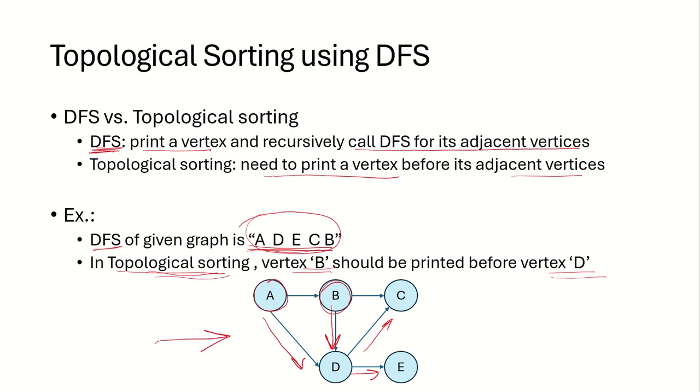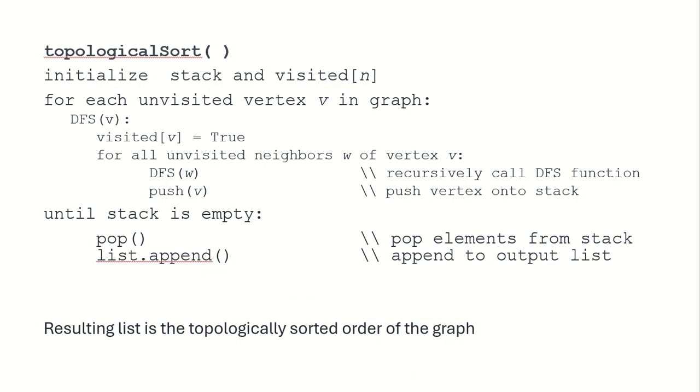So how can we use this? Let's take a look at the pseudocode. This is the pseudocode of topological sort. We will first have a stack which will be initialized to null and then we are going to create an array of visited. The size of this array would be equal to the number of vertices in the graph.